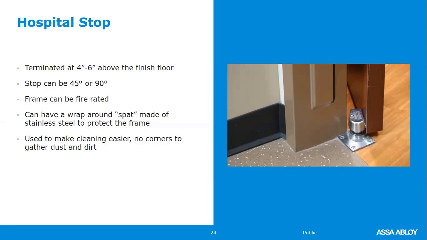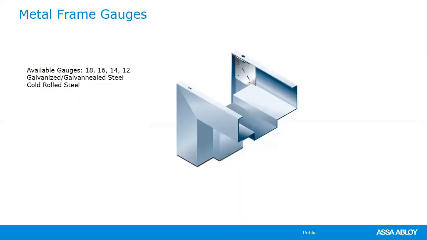So what they'll do is terminate it either 6 or 4 inches above the bottom of the frame, weld in a plate, and then it makes the bottom of that frame, whether it's 4 or 6 inches, very smooth. If they're mopping or whatever else, it goes right past there. You don't have a stop there.